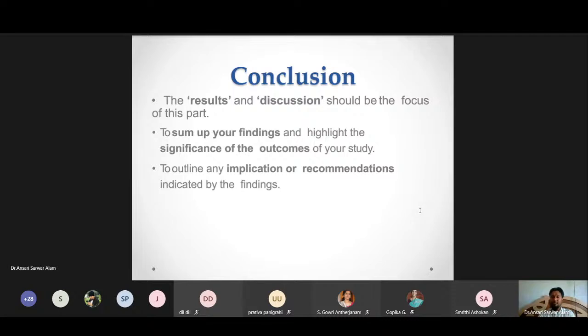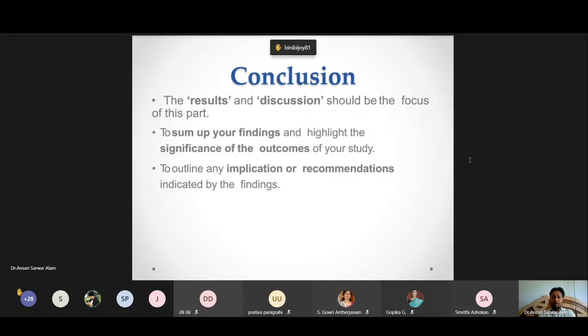Conclusion. Here you are supposed to look after the results and discussion, which should be the focus of this part. Results: you will be showing the impactful variables, and in discussion you will be taking the whole thing together and showing the review of literature, the research work of other researchers too. To sum up your findings and highlight the significance of the outcome of your study, you sum up your findings in the conclusion section and outline any implication or recommendation indicated by the findings.